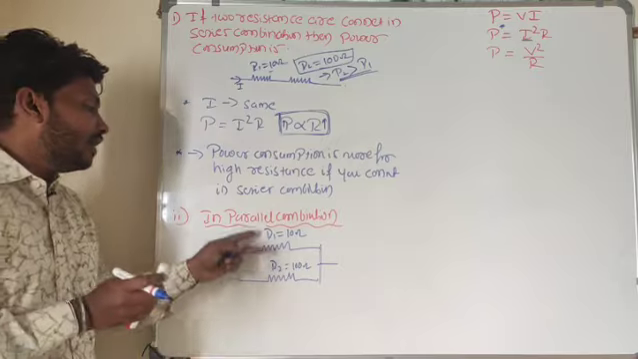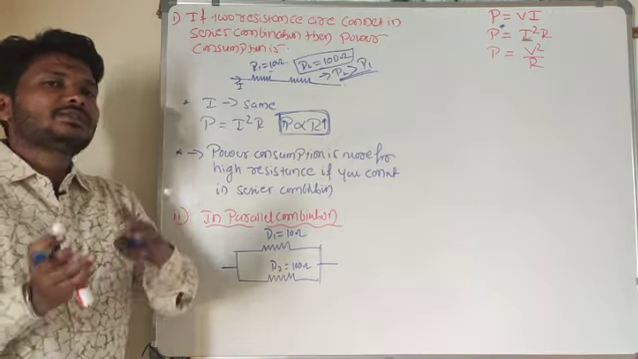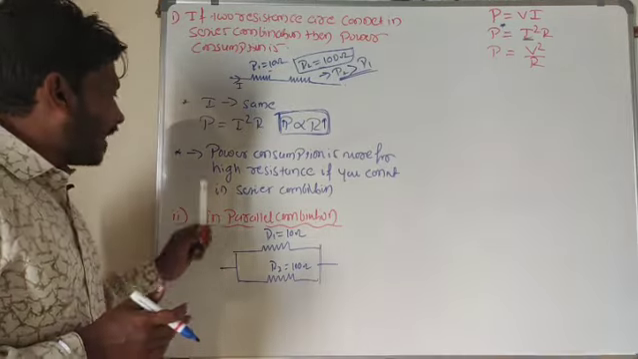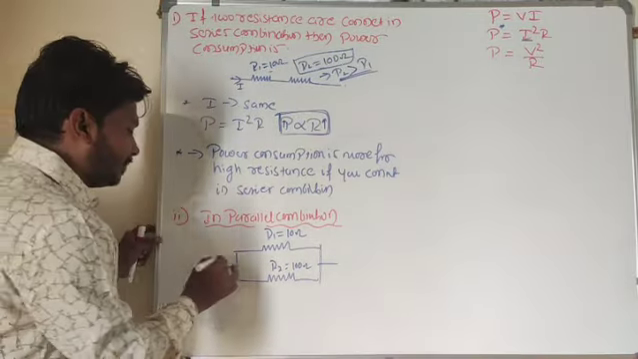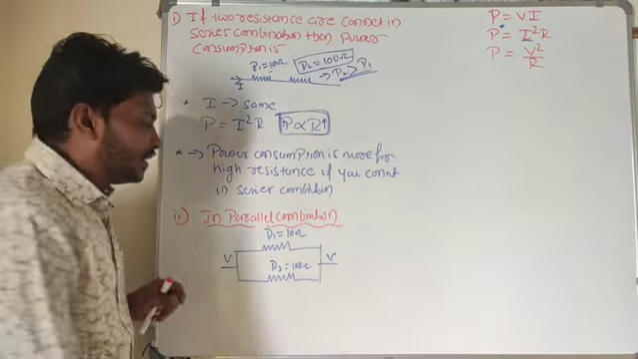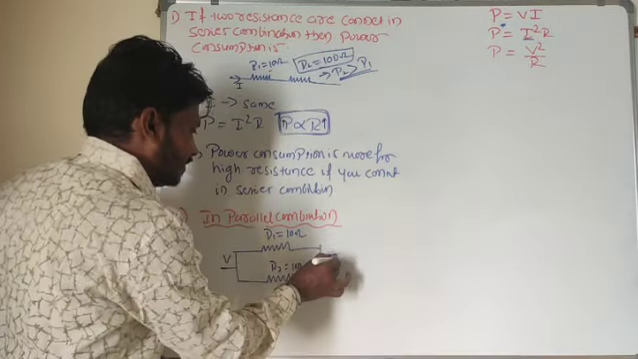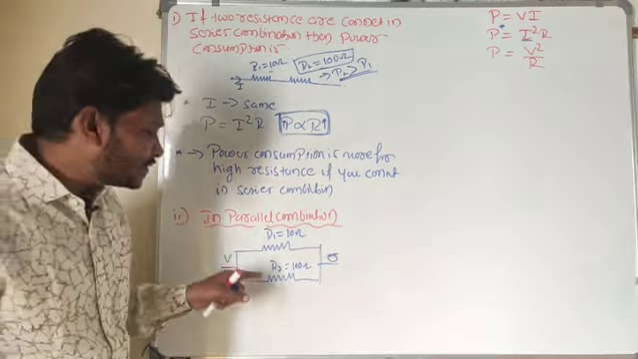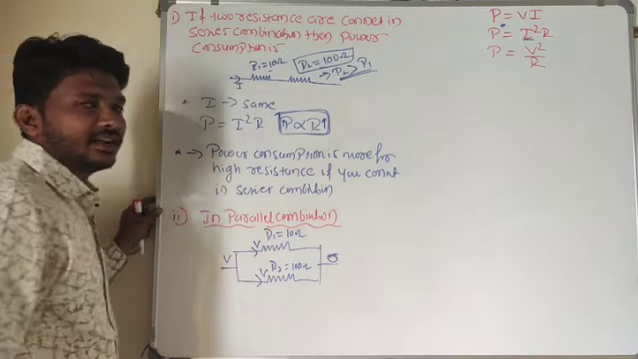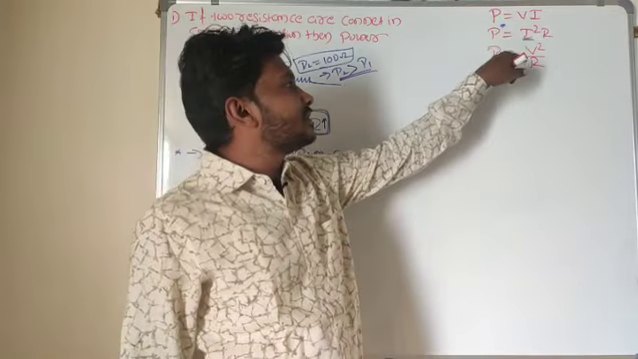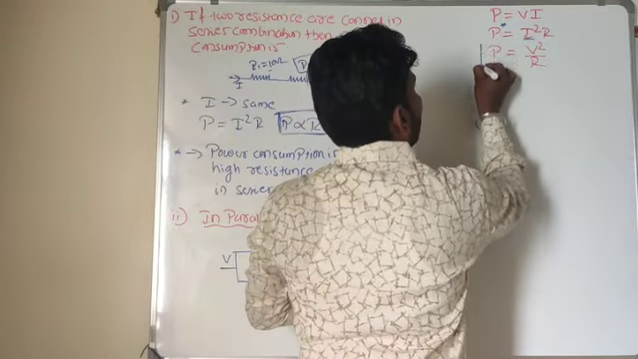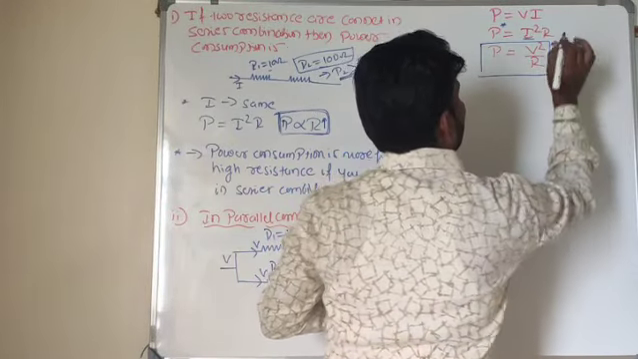I want to find out what about the power consumption, meaning where power consumption is more. So look at here, in parallel combination, which quantity remains the same? Potential difference remains the same. So this one is potential V, and this one is potential 0. In case of parallel combination, potential difference remains the same. Potential difference remains the same means which equation do I need to use here? The one relating power and resistance.